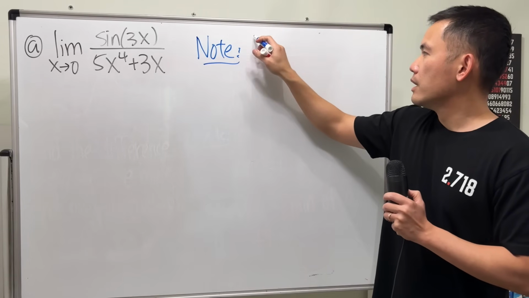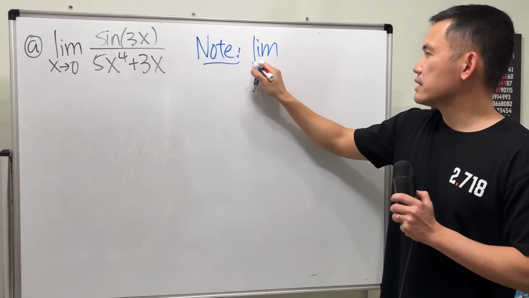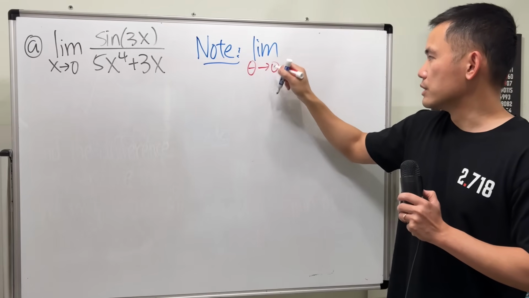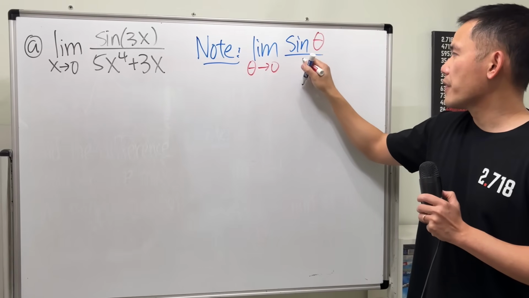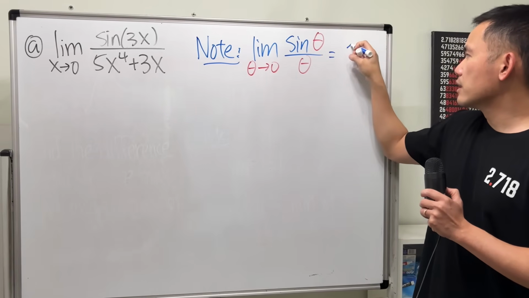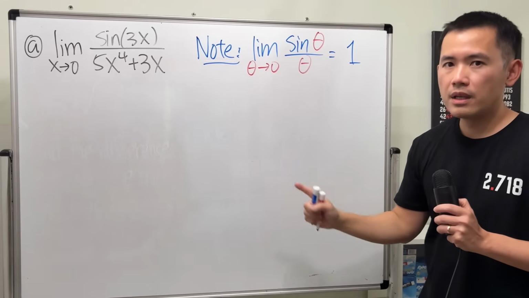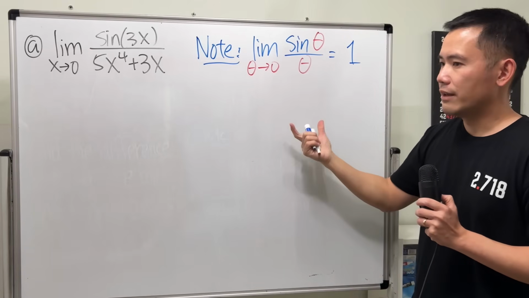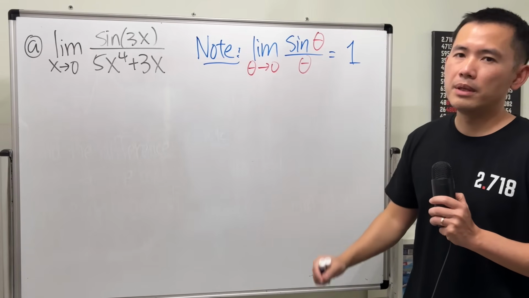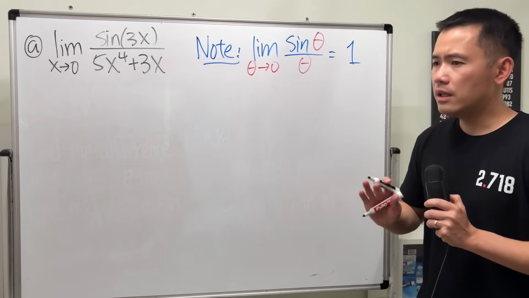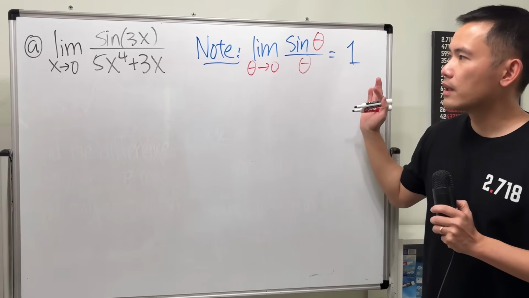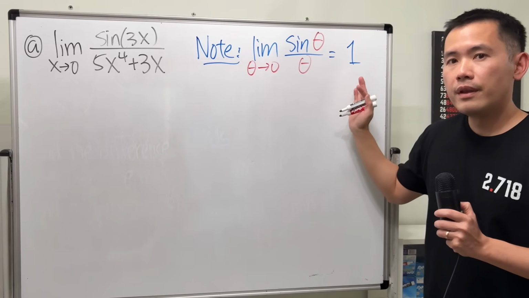Note, if we have the limit, let's say a variable theta goes to 0 of sine theta over theta, this right here gives you 1. This is a fact that you will have to know. This is one of the most fundamental limits that you will have to know before we do any L'Hopital's rule or derivative. So this is the idea.